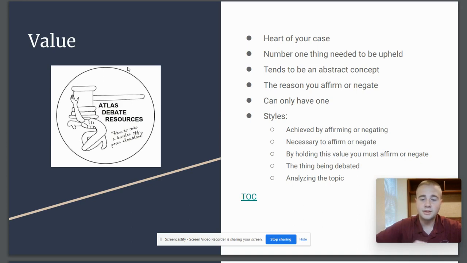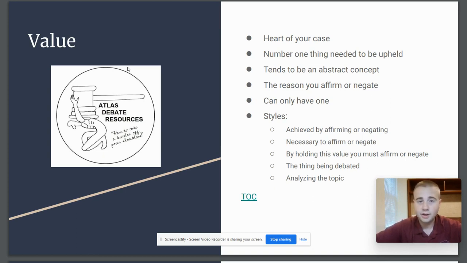So again, going back, the thing being debated is the next part of a value. A very common resolution is going to have some kind of term, such as "is just." For example, a topic I had as a debater was "gentrification is just." And in this case, a good value would be justice. And what you're going to say is that justice is achieved or negated by a criterion.